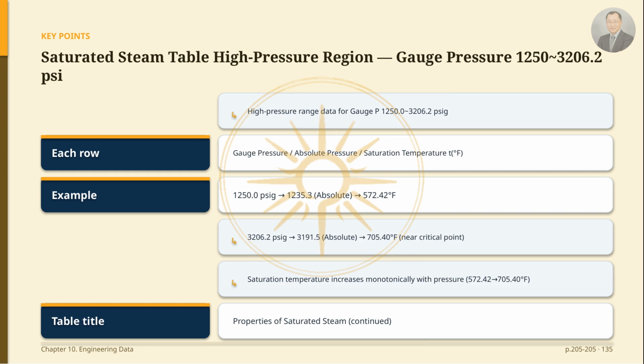3,206.2 psig, corresponds to an absolute pressure of 3,220.9 and a saturation temperature of 705.40 degrees Fahrenheit, which is near the critical point of water. As pressure increases, the saturation temperature increases steadily from 572.5 degrees Fahrenheit to 705.40 degrees Fahrenheit. This page is a continuation of the saturated steam properties table.